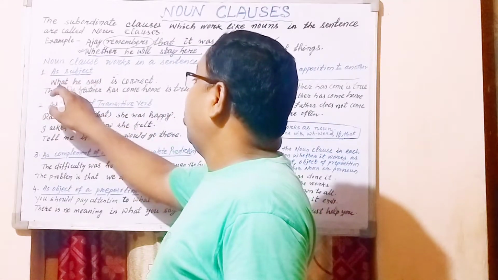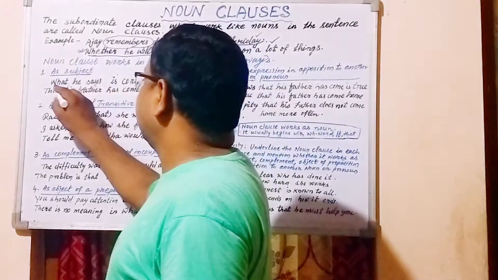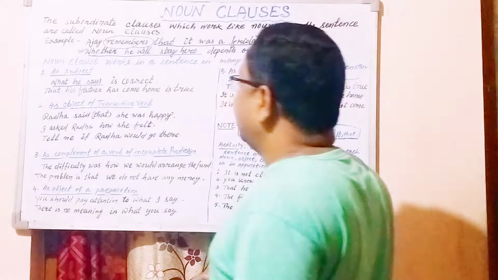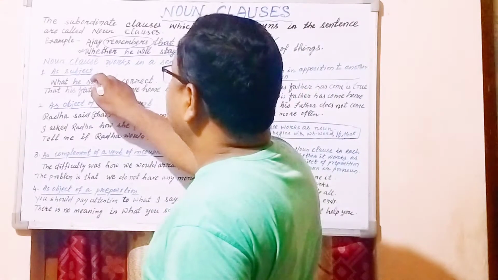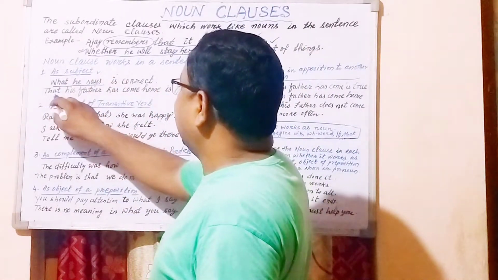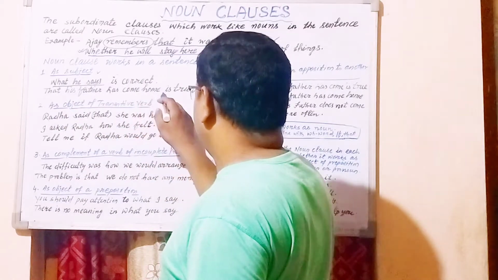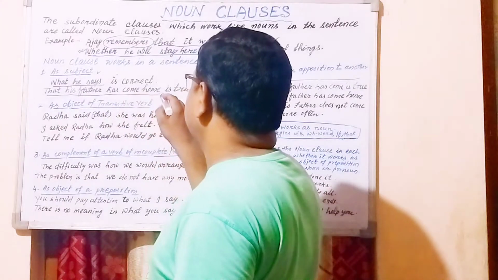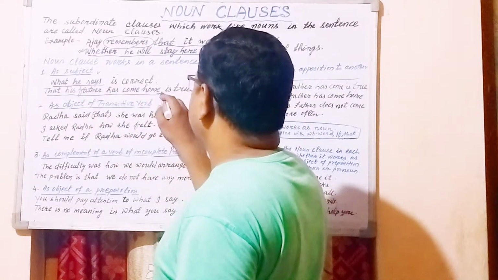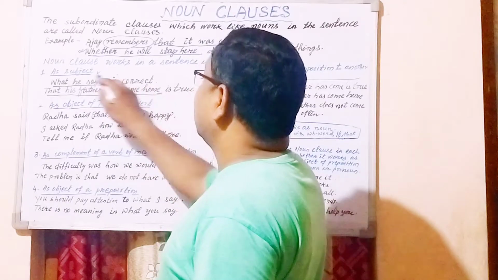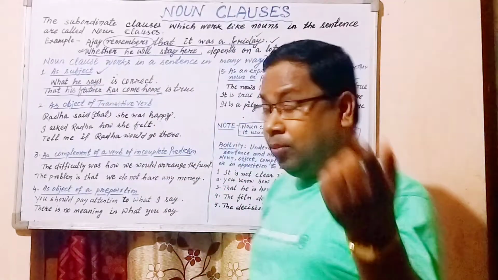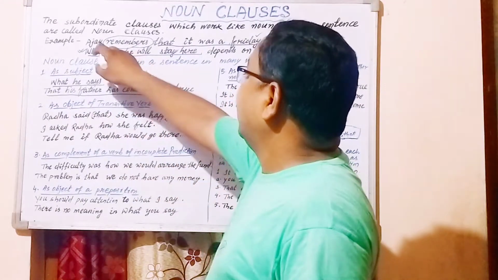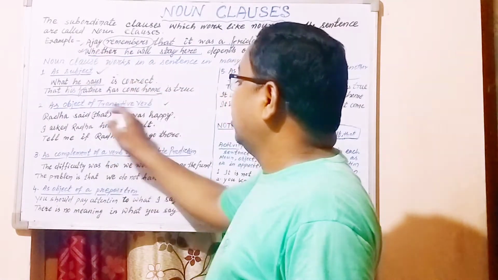Number one: what he says is correct. Here, what he says is the noun clause, and here it acts as subject. Second one is: that his father has come home is true. That his father has come home, up to this is the noun clause, and here it acts as subject. Okay, and number two is as object of a transitive verb, which I have already discussed.